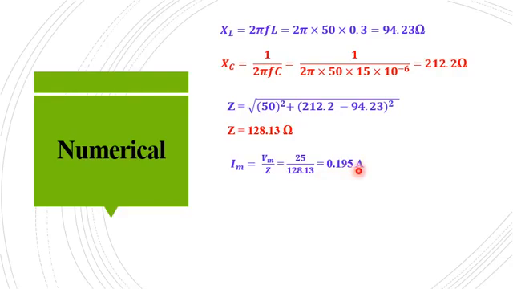Now the phase angle phi is equal to tan inverse of XC minus XL by R. Substituting for XC, XL and R, we get 67.03 degrees, leading because the current is leading in this case. That is why the phase angle is written as 67.03 degree leading. Hope this problem is clear.